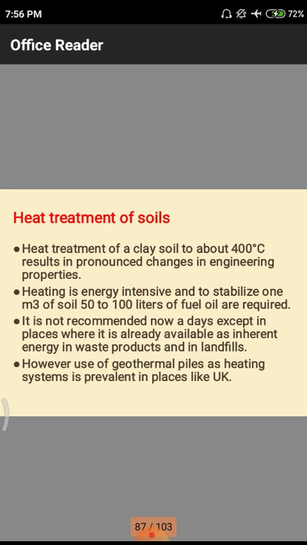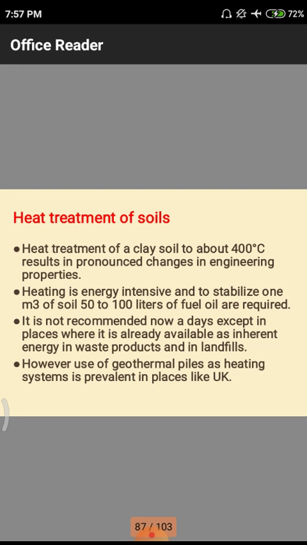That means the total water we have to remove by using this heat treatment method at the temperature of 400 degrees centigrade. It is pronounced to changes in the engineering property. That means pronounced means automatically the properties will improve.